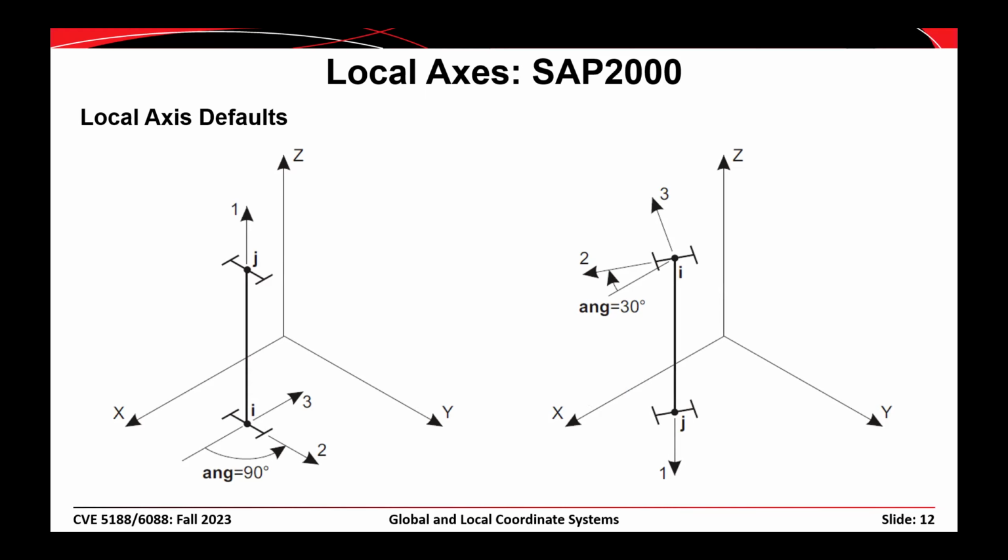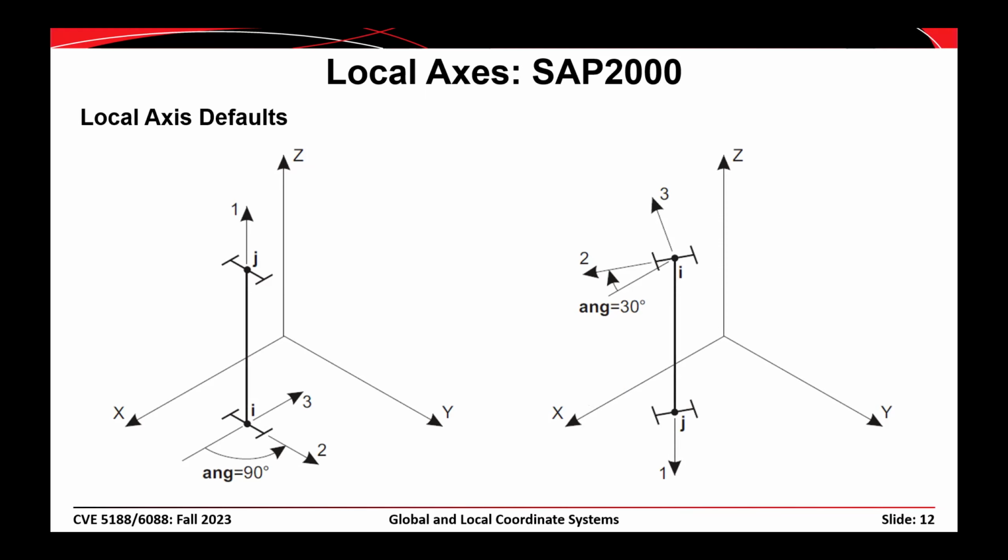And then over there on the right, you can see a different case. In this case, they dragged the member from the top to the bottom. So the beginning of the member is at the top and the end of the member is at the bottom. They included a beta angle of 30 degrees, so that rotated the member the opposite way. So you're always rotating about the 1 axis. So in the case on the left, your thumb would be pointing upwards. In the case on the right, your thumb would be pointing downwards. So that defines the positive sense of the beta angle.